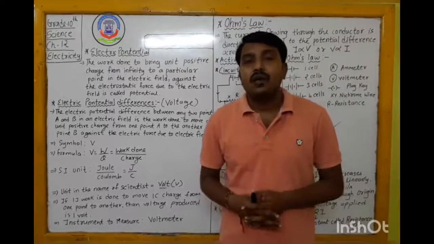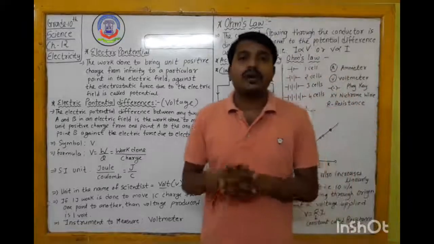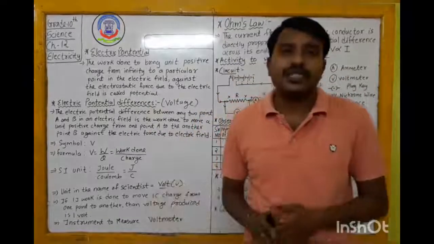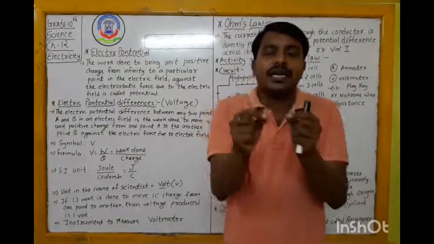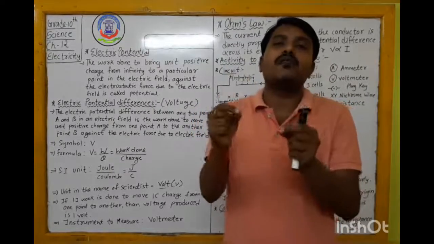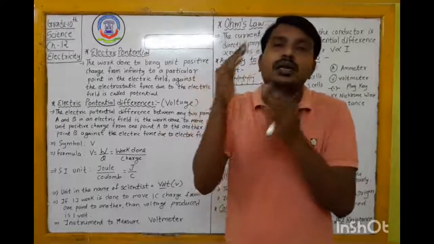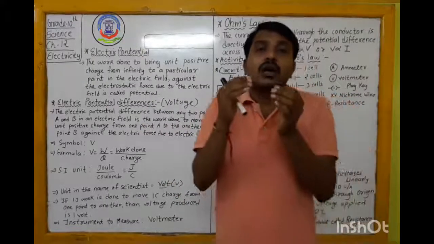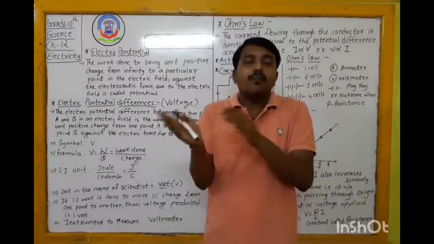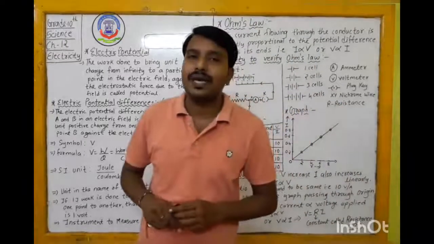What he said is, whatever the voltage you apply to the circuit, accordingly your current is going to change. That means the voltage applied to the circuit is directly proportional to the current flowing through the circuit. The way you vary your voltage, the similar way your current will also vary. That means voltage and current are both directly proportional to each other. That was the statement given by Ohm's law.